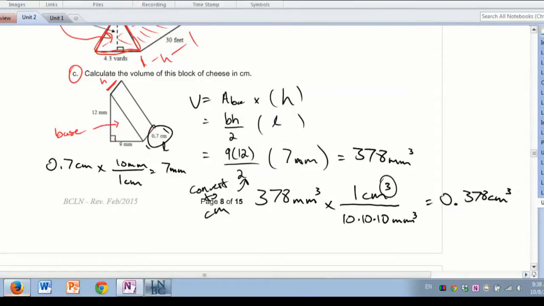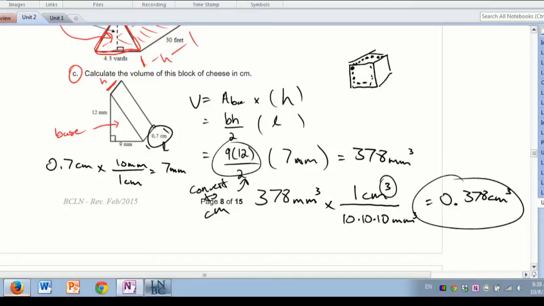Because if you think about a little cube that was 1 centimeter by 1 centimeter by 1 centimeter, this would be like 1 millimeter cubed. Then I'd have 10 millimeters cubed by 10 millimeters cubed. So to make this, how many cubed millimeters fills up a sugar cube, I'd actually have 1,000. So that's the tricky bit there.